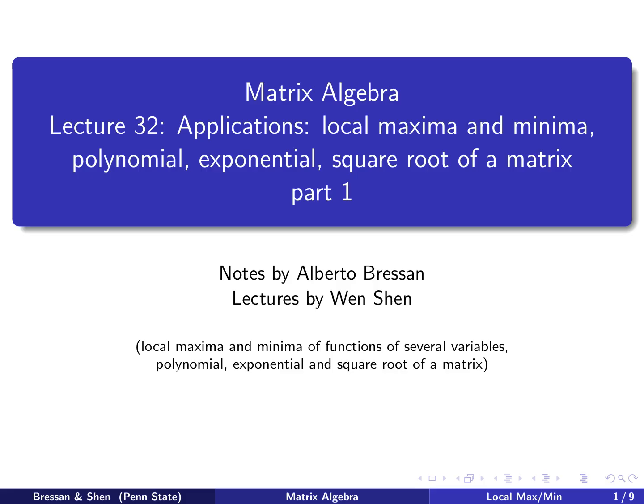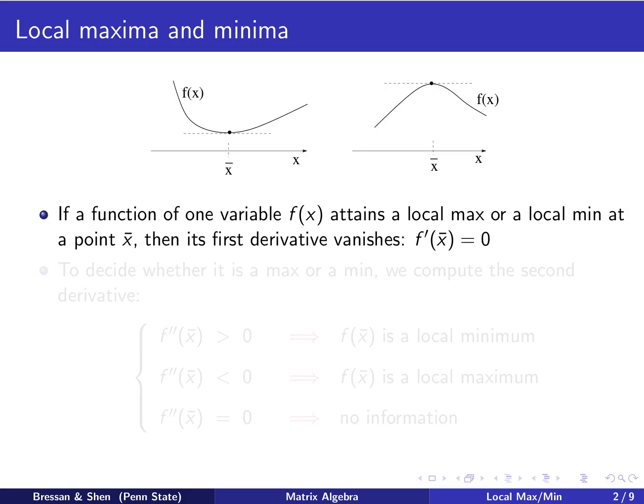Let's get started. Let's review what we know about the local maxima and the minima of a function that depends on one variable. Let's say we have a function f of one variable, f of x. When it attains a local maximum or a local minimum, let's say at point x bar, then the first derivative of the function vanishes. When we say vanishes, we mean that the value of that function is 0.